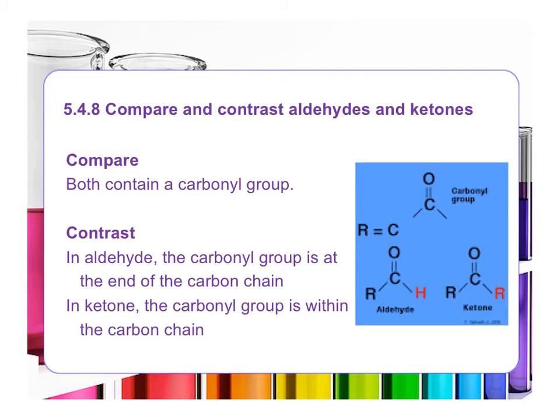group. And the carbonyl group is a carbon that is double bonded to an oxygen. And both aldehydes and ketones have this carbonyl group. The difference is where the carbonyl group is located. In the aldehyde, the carbonyl group is in the end of the carbon chain.